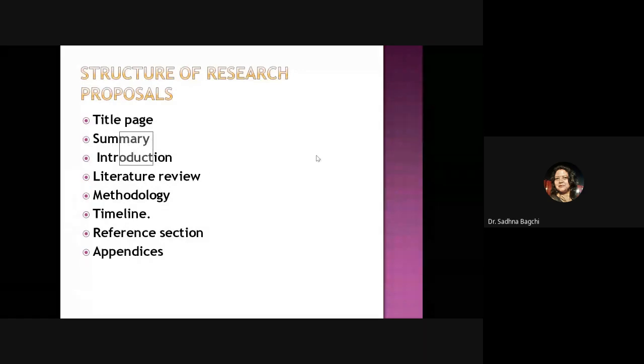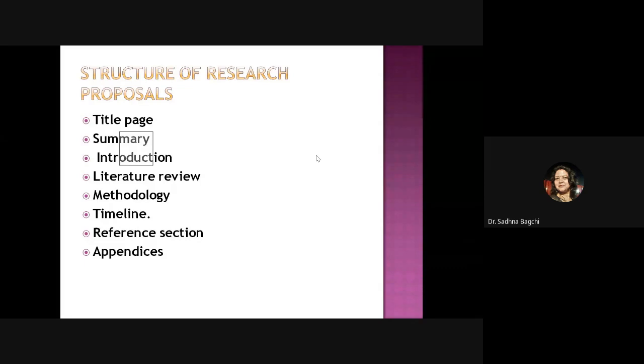Then the timeline: what is the time period of your study, whether the study is going to be conducted in 6 months, 1 year or 2 years. Then the reference section, that is the bibliography section, and the appendix, meaning what enclosures go with your study. Your proposal should be bound. A research proposal is a document which has all these items: title page, summary, introduction, literature review, methodology, timeline, reference section, and the appendix.